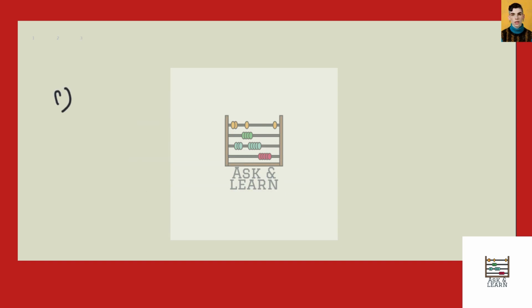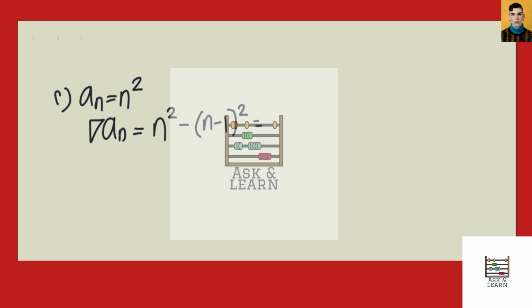So the third case, our sequence an is equal to n squared. Okay, so we find first the first difference of an. Right, so that's going to be n squared minus n minus 1 squared, which ends up being n squared minus n squared plus 2n minus 1. And those n squareds cancel, so we just get 2n minus 1.